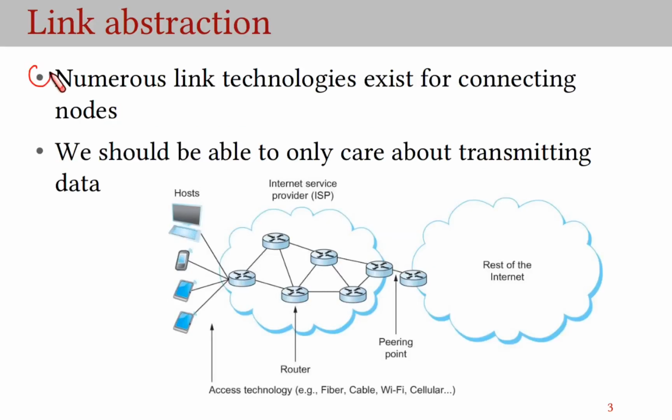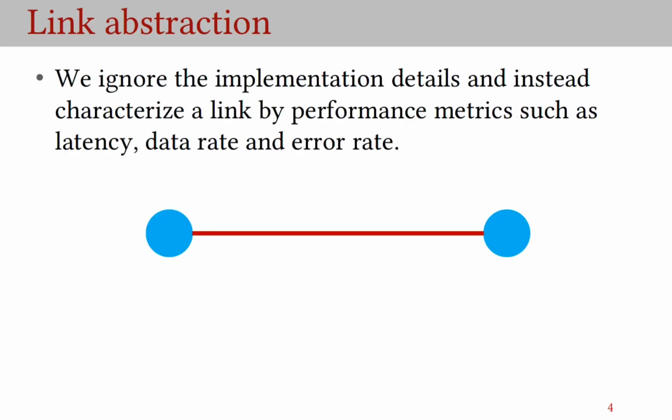A number of very different link technologies exist for connecting nodes. Some of these we have discussed before. However, since we are ultimately interested in exchanging data over the network, we should be able to only care about transmitting data without knowing the details of various link technologies. Link abstraction refers to ignoring the implementation details and instead characterize a link by performance metrics such as latency, data rate, and error rate.